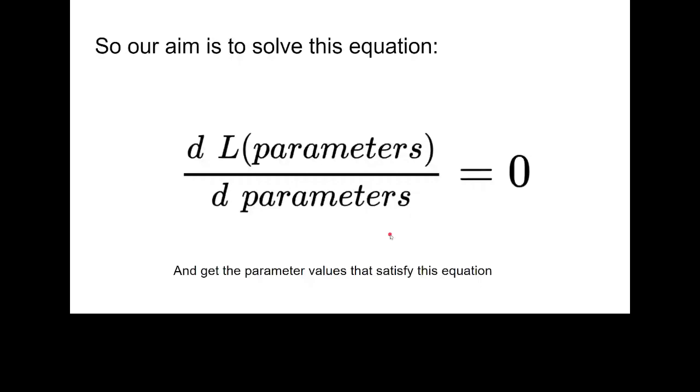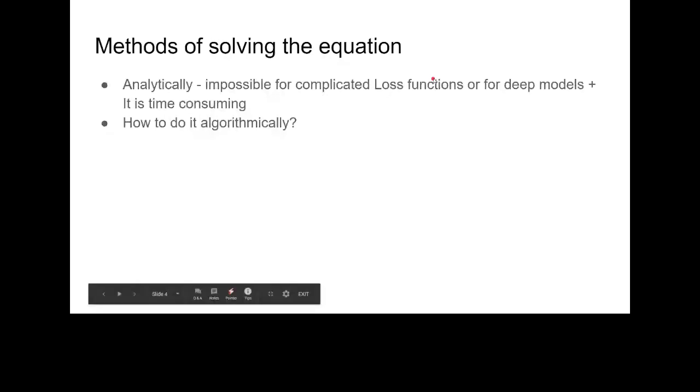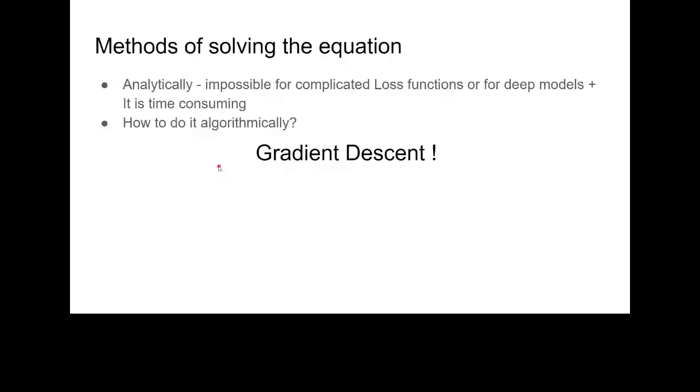So we want to minimize this thing algorithmically. So how do we do that? We use gradient descent. It is a very popular algorithm. The idea is that we have some sort of a surface in the parameter space, and we have a starting point from where we want to go down into some valley and reach the minimum.